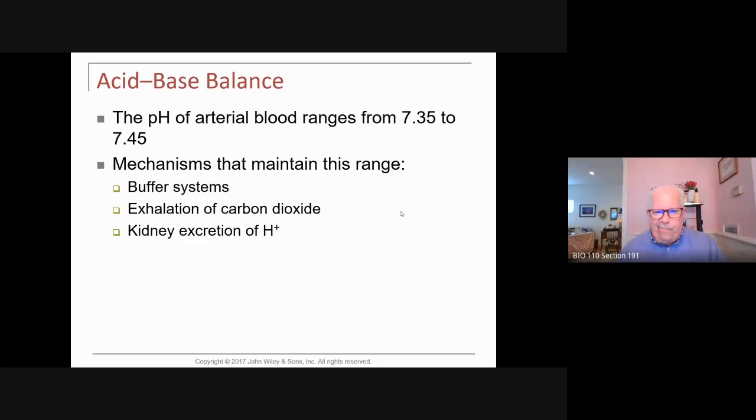So the first thing that happens is the buffer systems immediately say, we have a problem. We have a dropping pH. We have a rising pH. Let's go back to homeostasis. If that doesn't work, your lungs try and get rid of carbon dioxide. If that doesn't work, and it usually does not work, the kidneys can either excrete more acid or retain base.